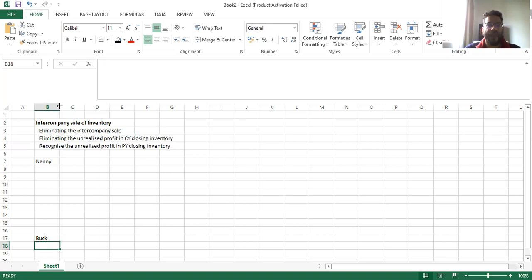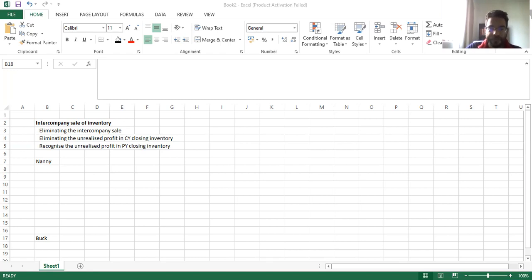If you look at the scenario for the Nanny and Buck situation, what is important to take note of is that Buck is selling to Nanny. So the parent is selling to the associate. We call that a downstream transaction. As a result, the parent is making the profit, so the profit is included in the parent. That's very important to understand.